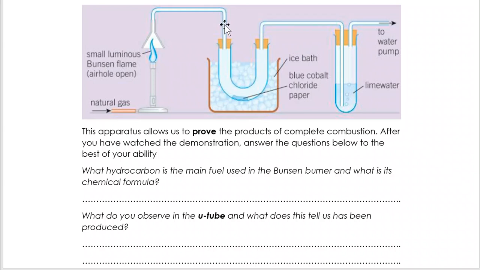This is a very good example of a cross-sectional diagram. You will notice that the delivery tube goes through the bung. It's not stopped by the bung. That's what you would need to aim for. Have a think about the questions. What hydrocarbon is the main fuel used in the Bunsen burner, and what is its chemical formula? So we're looking here at methane. Methane is CH4. We've just looked at the equation for the combustion of that.